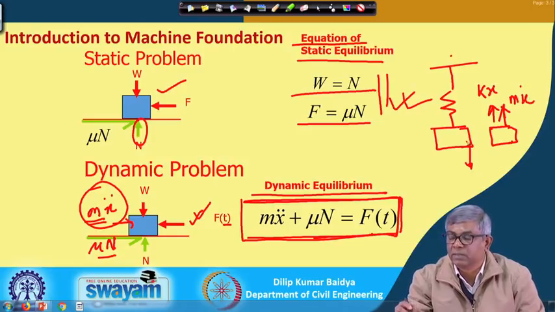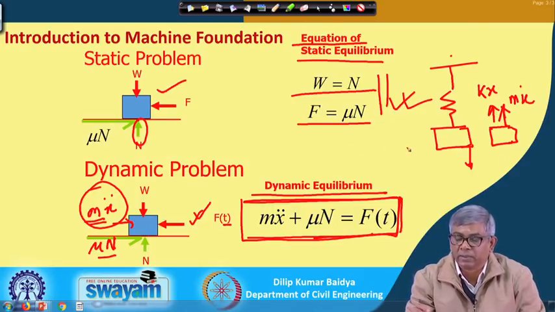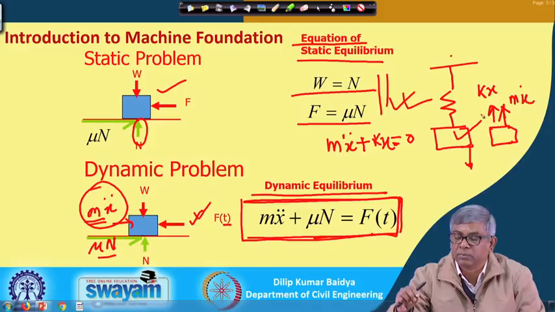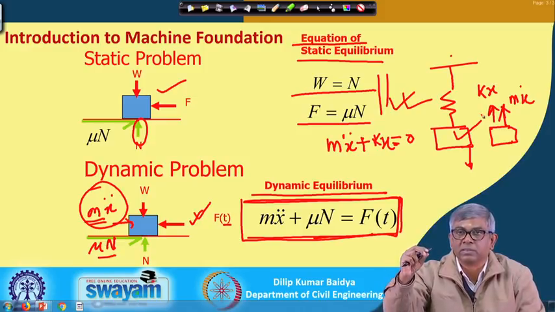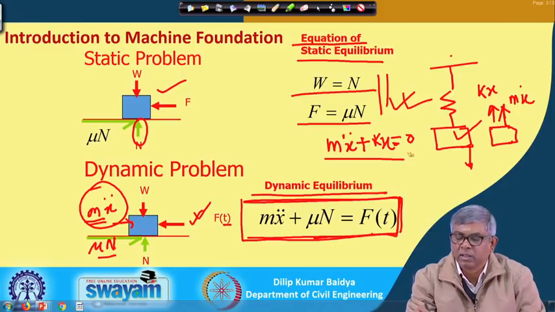So, if this is the system, then there is no external force, then I can write in vertical equilibrium based on that dynamic condition, it will be m x double dot plus k times x equal to 0. So, this is also a dynamic system. If a mass is hanging from a spring, if you pull it a little and leave it, then the system will form a dynamic system.